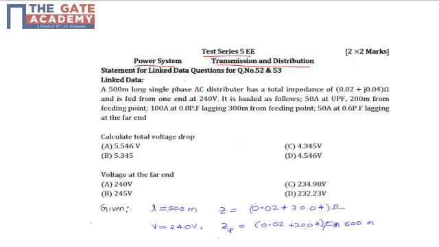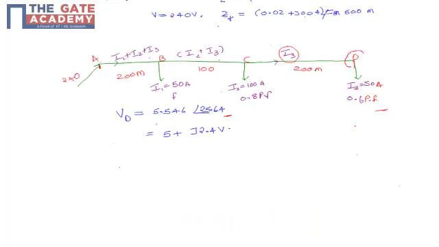In this we have to find the value of voltage at the far end. We have to calculate the voltage at the far end. In order to calculate it, we know the voltage drop in the distributor, VD, which is this one.